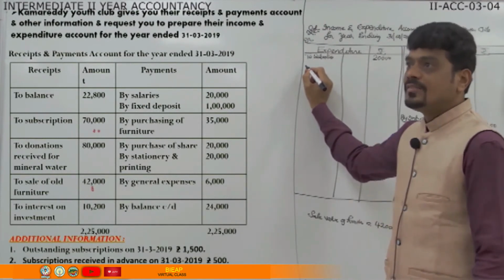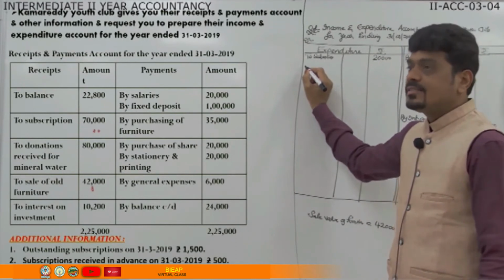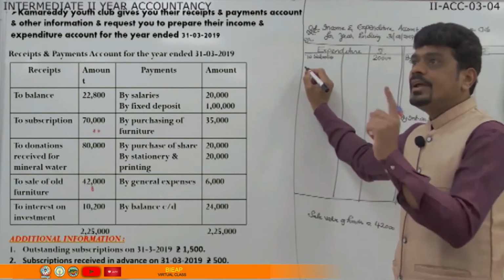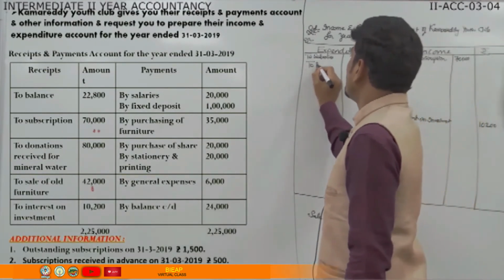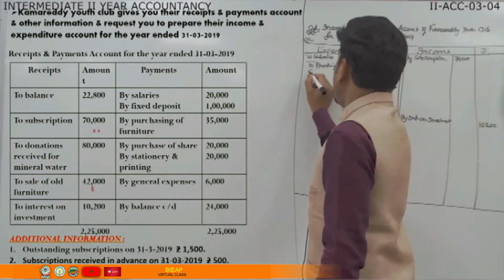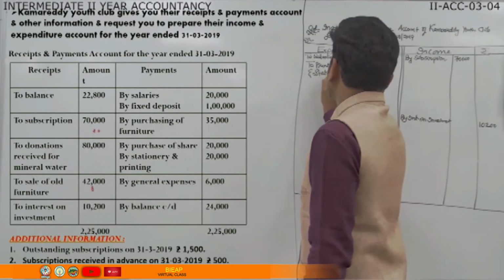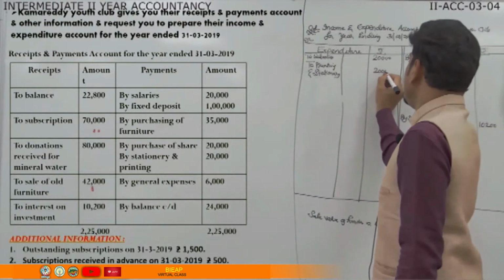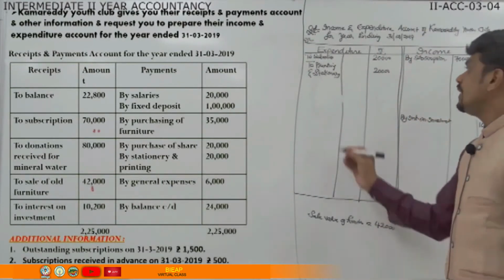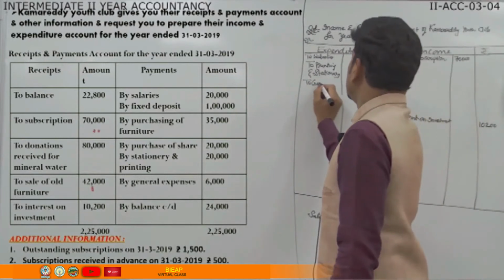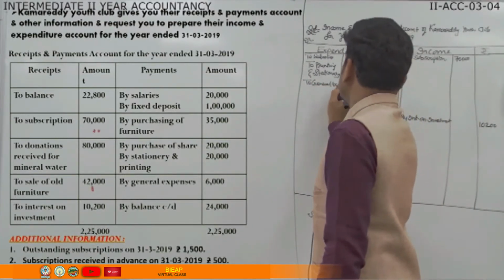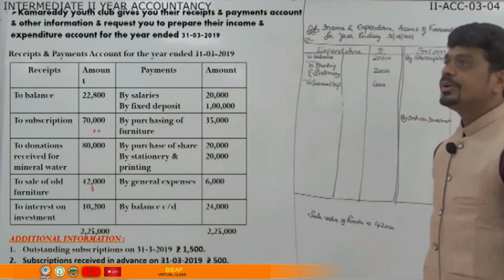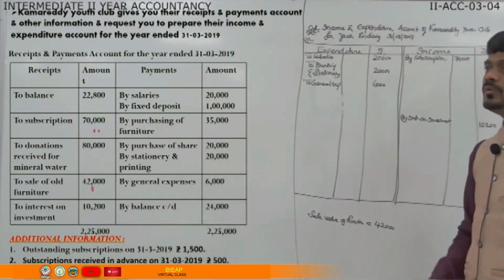Then purchase of furniture. Furniture is again an asset. Purchase of shares. Shares are again an asset, which will not come. Then stationery. So to printing and stationery, what is the amount? Again 20,000. Then general expense. To general expense, they gave 6,000. Amount is 6,000. Balance carried down will not come.